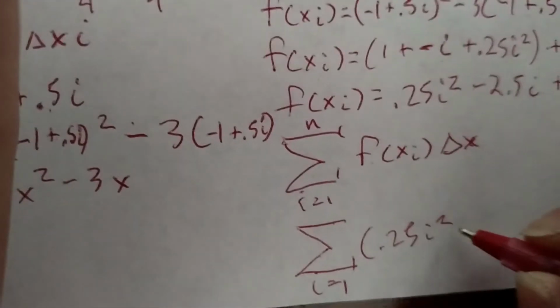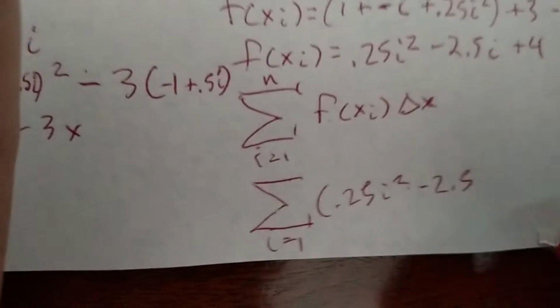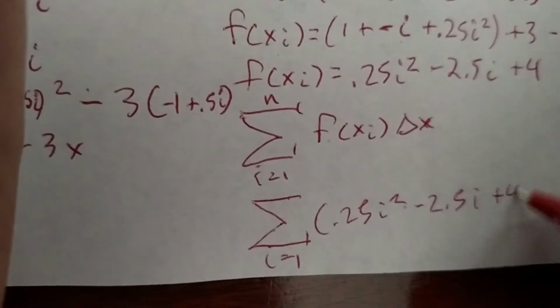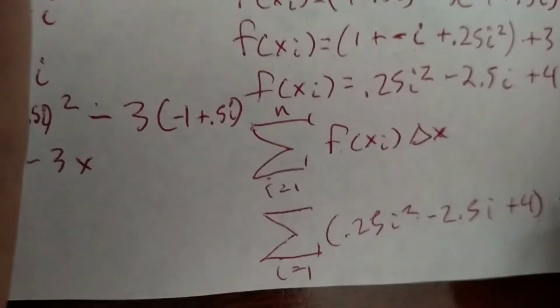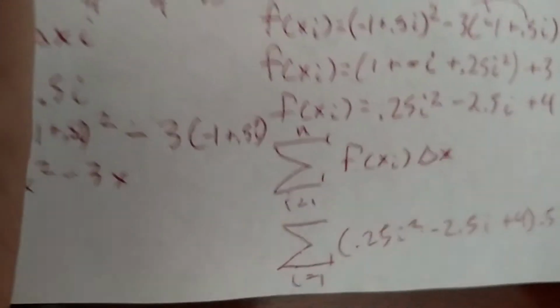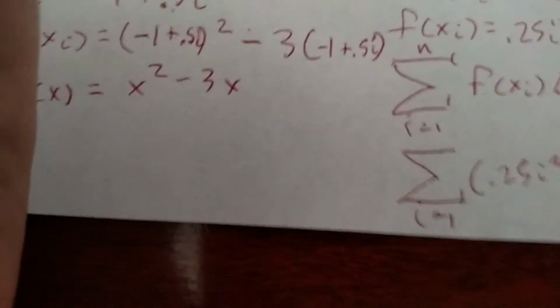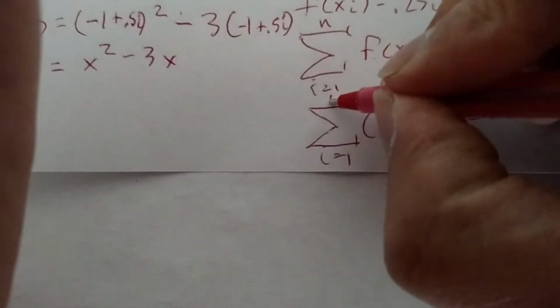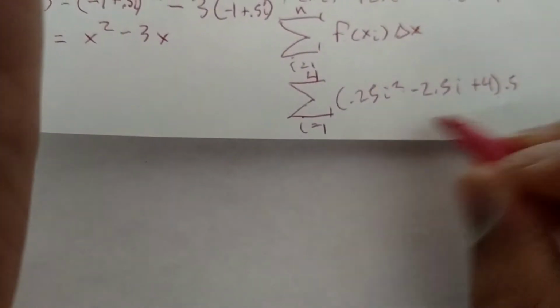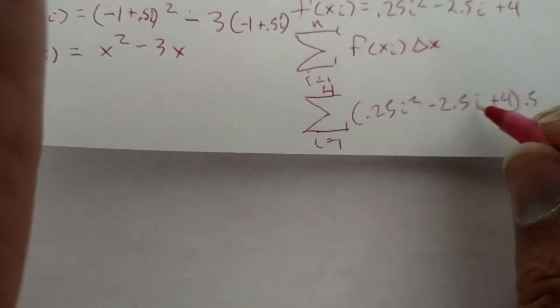All right, so let's plug it all in. 0.25 i squared minus 2.5 i plus 4, times delta x, which is 0.5. Okay, so get another sheet of paper because it's going to be a lot of calculating. I forgot to put my number on top. We're adding up 4 things. So basically I got to plug in 1, I got to plug in 2, I got to plug in 3, and I got to plug in 4.